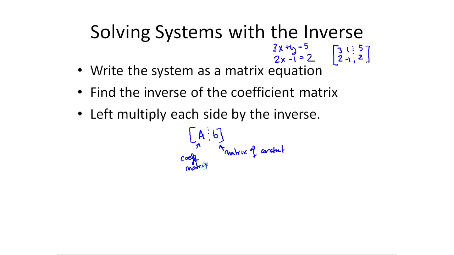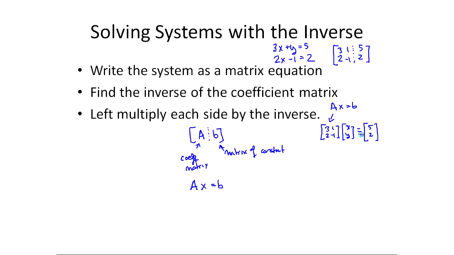Another way would actually be to think of this system as a matrix equation, AX equals B. In this case, the matrix equation would be AX equals B, where A is just the coefficient matrix, 3, 1, 2, minus 1. X is the matrix of the variables, which here are x, y. For us, it'd usually be x1, x2, x3, etc. And then B is the 5, 2.